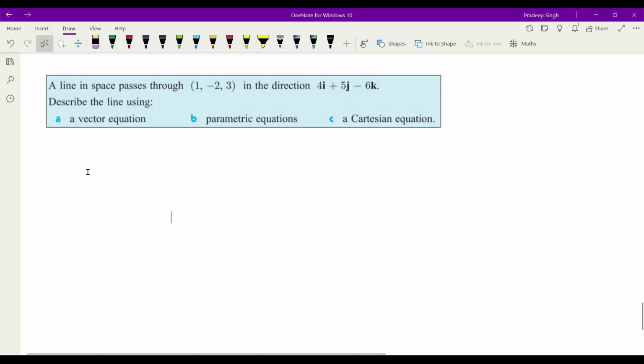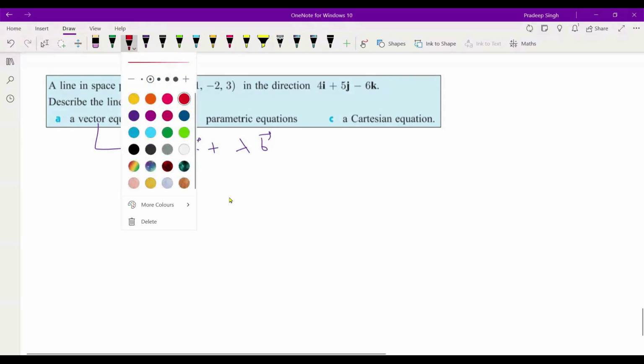In this question, we have to figure out the vector equation, parametric equation, and Cartesian equation of a line, which is passing through a given point and in the direction 4i plus 5j minus 6k. Now, since we already know the vector equation of a line is given by a plus lambda b, where a stands for the position vector of the point which is already lying on the line, which in this case is 1, minus 2, and 3.